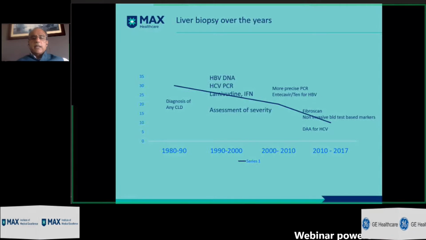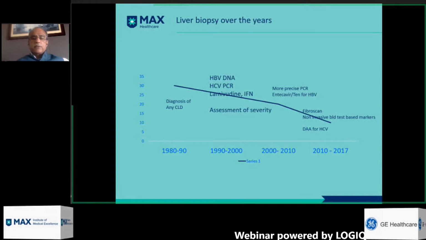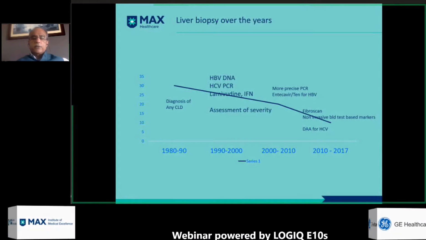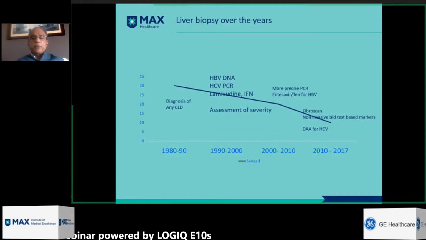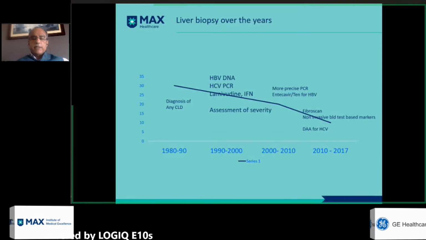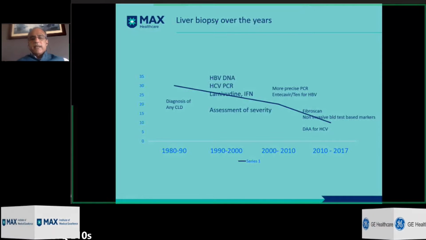And then in the late 2000s, soon after 2005, 2007, is when FibroScan and non-invasive blood test markers came out. And progressively the need for liver biopsy has decreased.